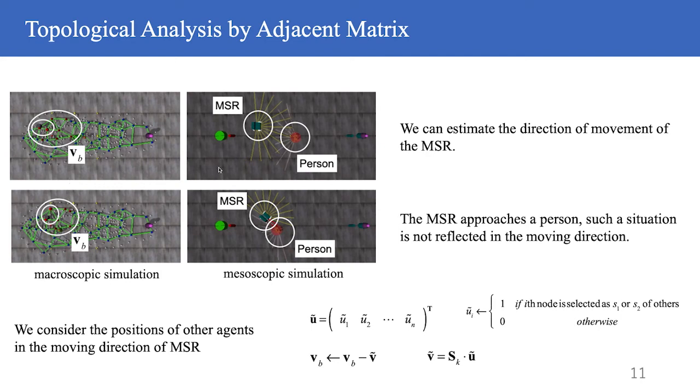In the figure below, the person and MSR are approaching each other. In this case, the MSR, of course, cannot move in the direction of the person. However, if you check the macroscopic simulation, you will see that the MSR can move in the direction of the person and it is marked as red nodes. So we update the model to take into account the movement of other agents. Set nodes that are adjacent to other agents to negative values.